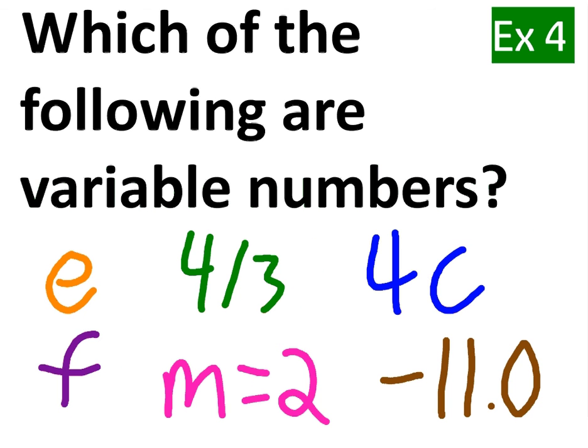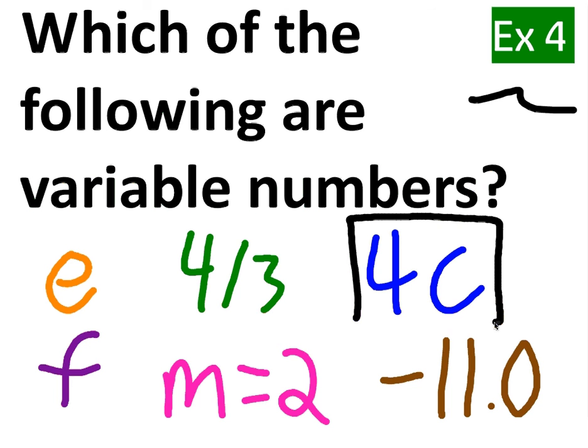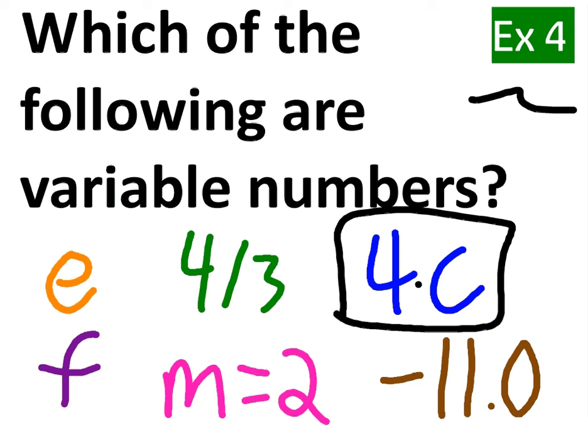Okay, which of the following of these are variable numbers? This is example 4. We know e is constant. We just talked about that. 4/3 is constant. 4c, now that actually changes. Now 4 doesn't change, but when you multiply it by c, a letter that we did not stipulate what it equals, that means it's a variable. 4 times a number that changes also changes. So therefore 4c would also be a variable number. It actually would be an expression because it involves more than one number, but it changes, so it varies.